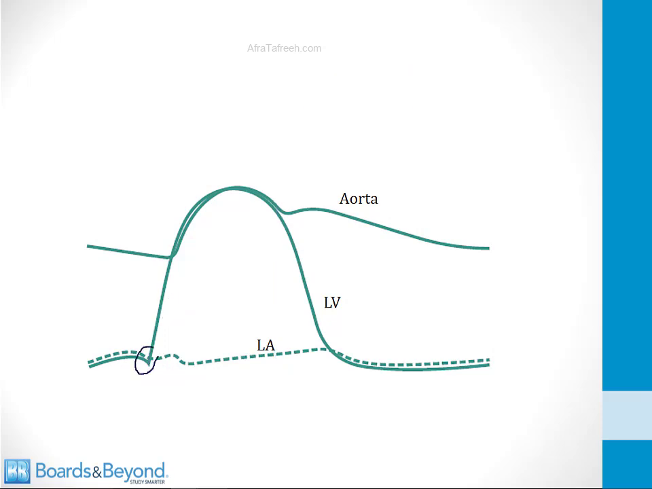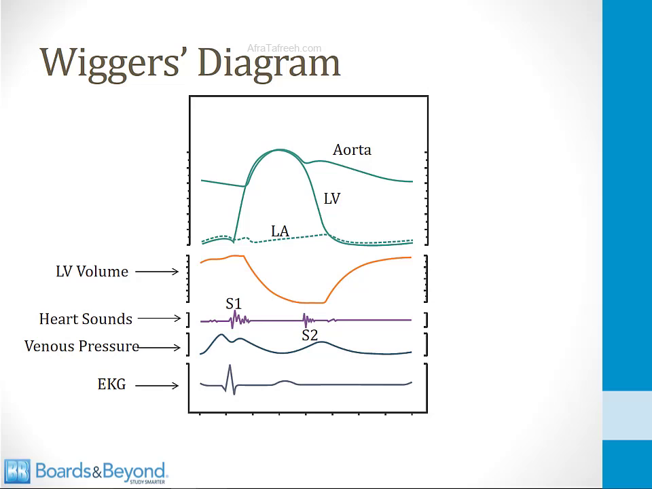Also note that the mitral valve closes here, but the aortic valve does not open until here, so everything between these 2 points represents isovolumic contraction. The aortic valve closes here, but the mitral valve does not open until here, so everything between these 2 points represents isovolumic relaxation.